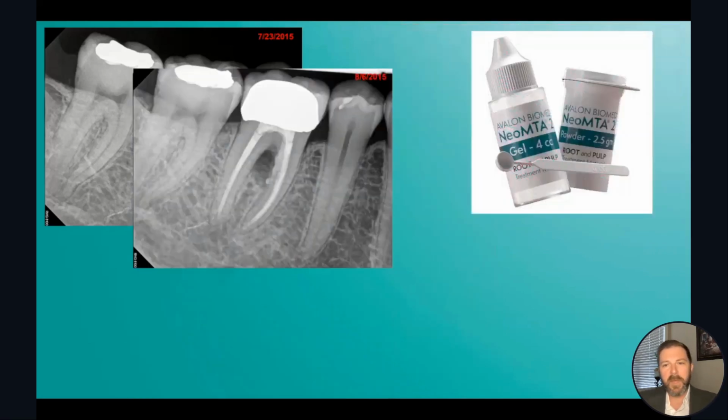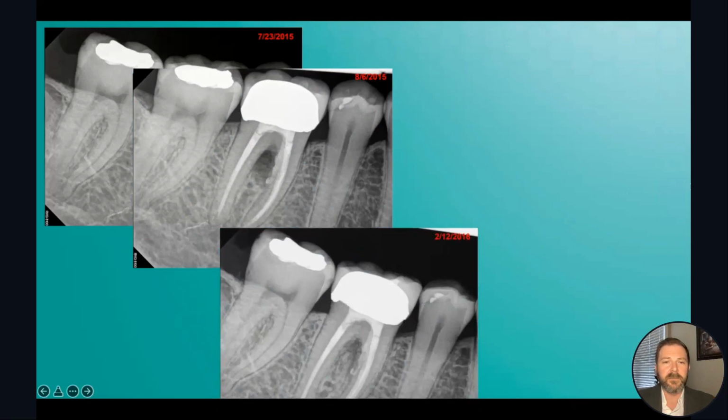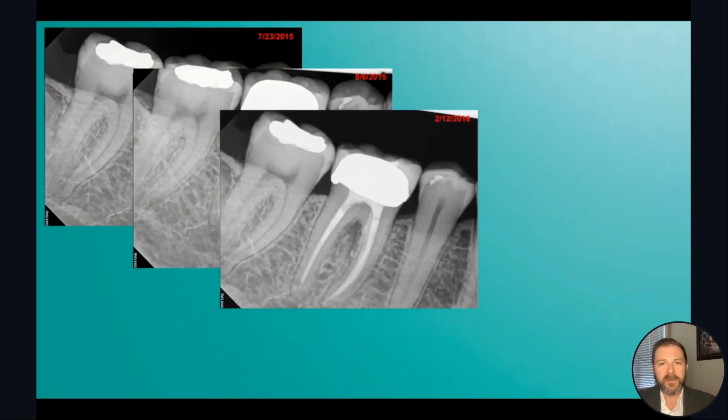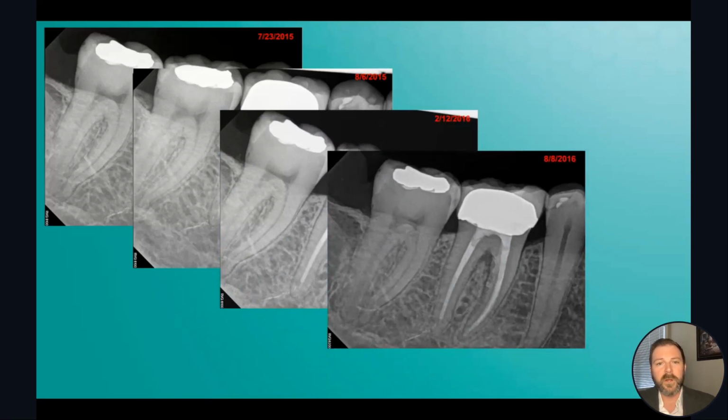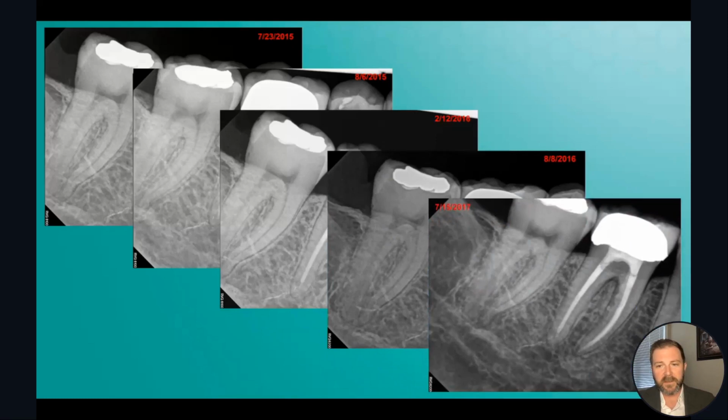So here, what we did is we repaired the perforation with Neo MTA2. You can see that by the irregular shape here as it's condensed against that soft tissue in the perforation. This was in 2015. We saw her back for a 6-month recall, and we saw some healing, and that looks great. We saw her back for a year recall, and we're nearly healed in the furcation. Equally importantly, the apices are remaining healed. That's absolutely fantastic. Well, we see her back at a 2-year recall, and I would consider that healed.